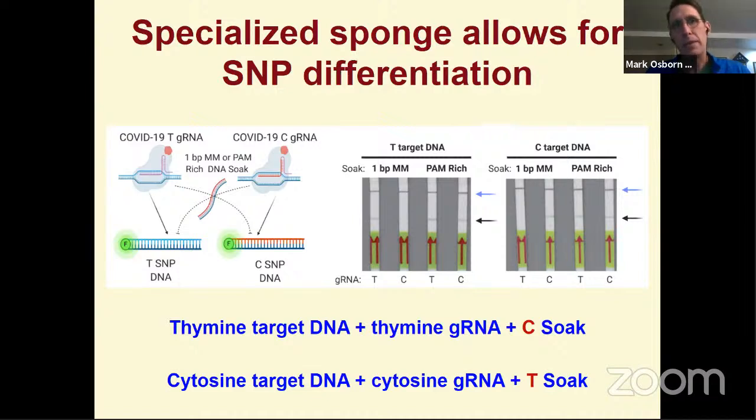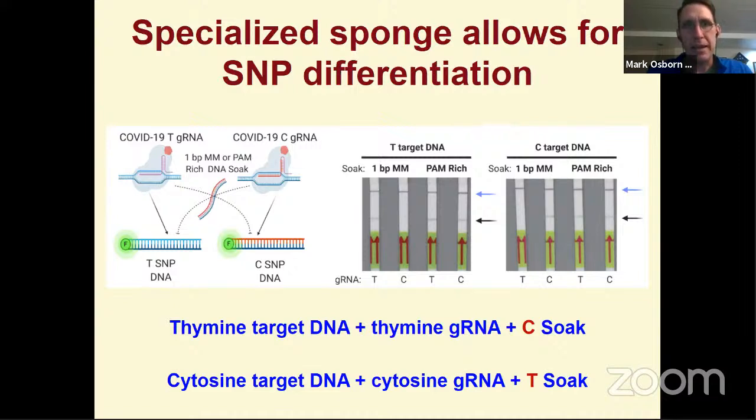Building off this principle, we then asked the question, can we achieve single base pair resolution? To do this, we tested that original DNA decoy that I just showed that was somewhat nonspecific. It was just a PAM-rich sequence that would allow for Cas9 interaction. And then we mismatched a guide RNA to a target amplicon, meaning that we had amplicons that in the SARS-CoV-2 genome either were a thymine or a cytosine, and that was related to a variant of concern. If we had a thymine target DNA and a COVID-19 guide RNA that was perfectly matched, we then were able to use a bait oligonucleotide that was mismatched by one base pair at that cytosine residue.